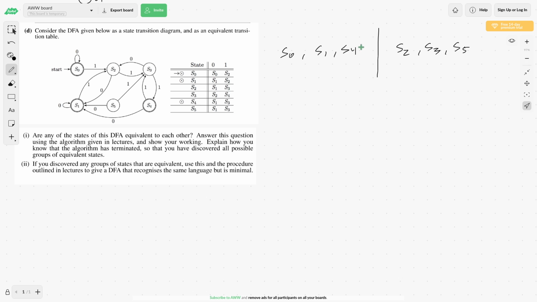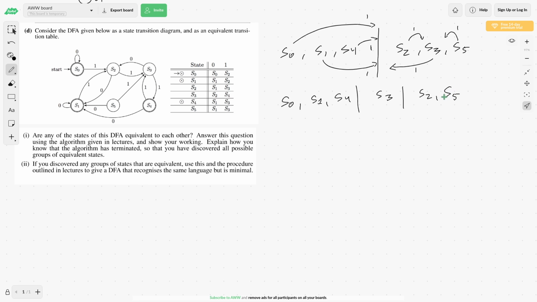So if we try, say, splitting on a 1, S0 under a 1 goes to the other group, S1 under a 1 goes to the other group, S4 under a 1 goes to the other group, so unfortunately no splits there. S2 goes to S3, so it goes to the same group under a 1. S3 under a 1 goes to S4, which is in the other group, so S2 and S3 will split. And S5 under a 1 goes to S3, which is in the same group. So that isn't enough evidence to distinguish S2 from S5, but it is enough to distinguish S3. So we have no splits in the first group, but we split off S3.